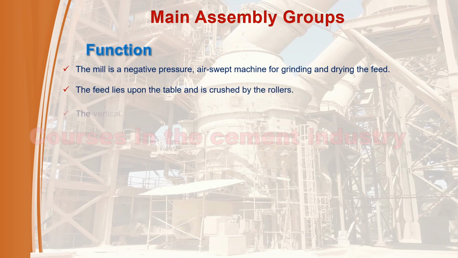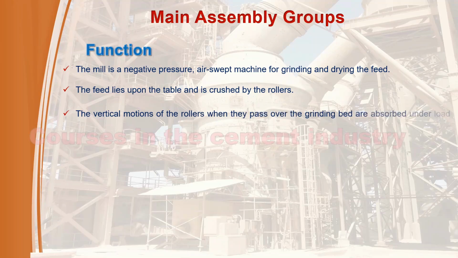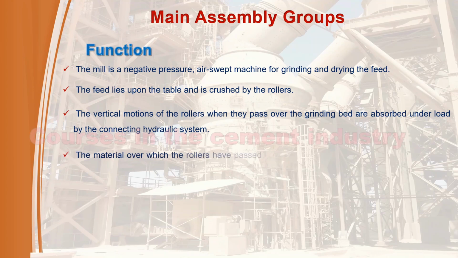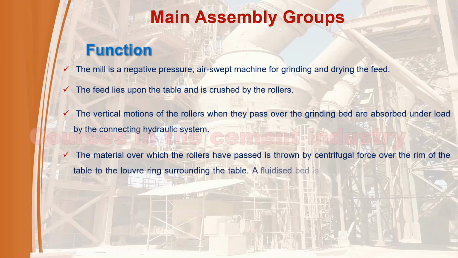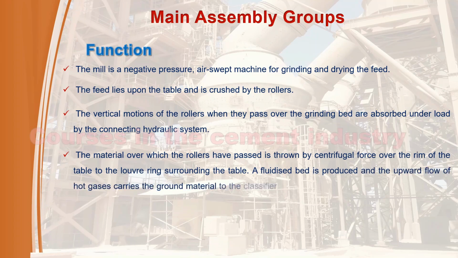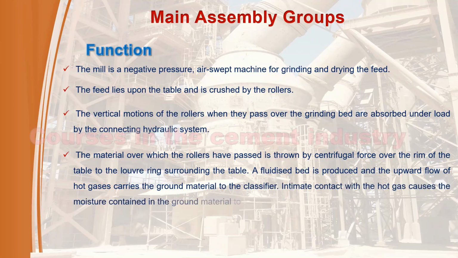3. The vertical motions of the rollers, when they pass over the grinding bed, are absorbed under load by the connecting hydraulic system. 4. The material over which the rollers have passed is thrown by centrifugal force over the rim of the table to the louvre ring surrounding the table. A fluidized bed is produced, and the upward flow of hot gases carries the ground material to the classifier. Intimate contact with the hot gas causes the moisture contained in the ground material to evaporate spontaneously.